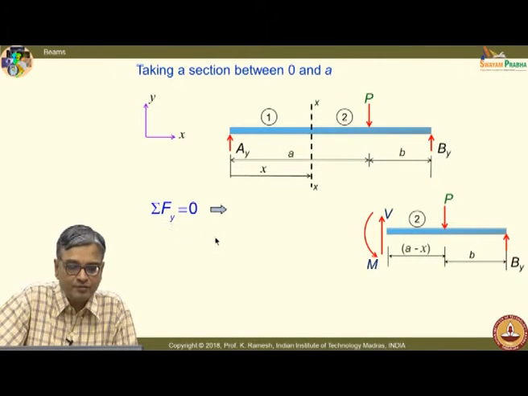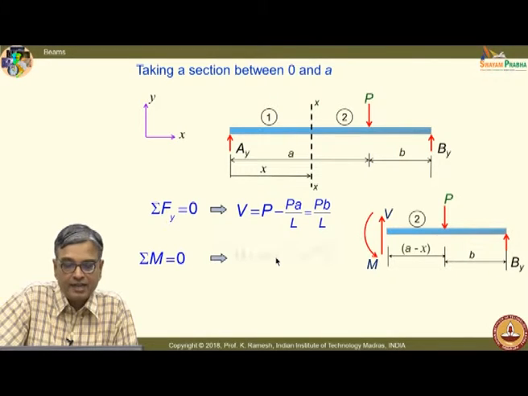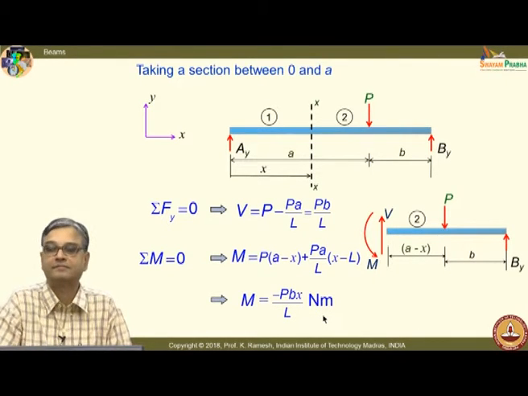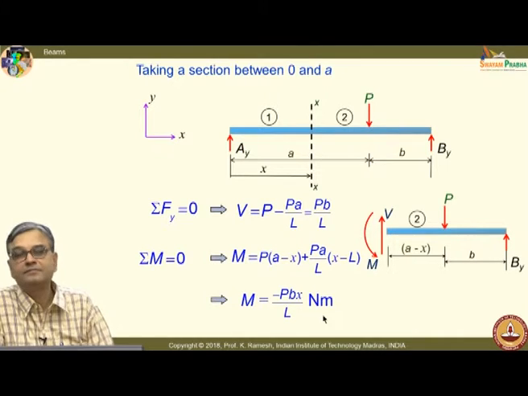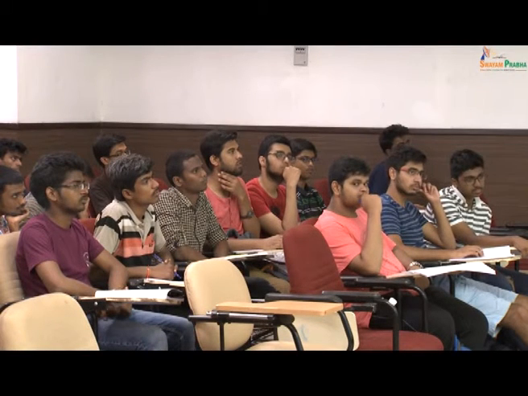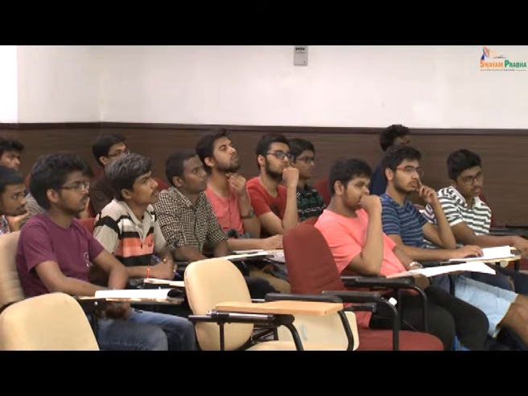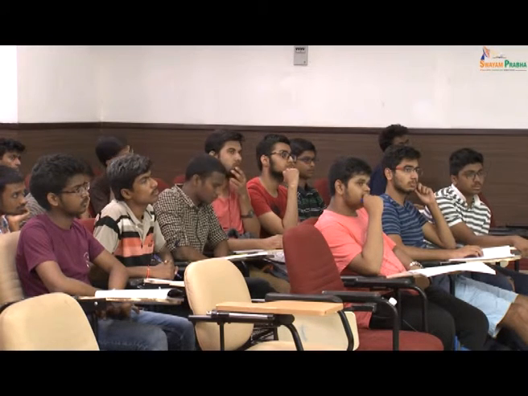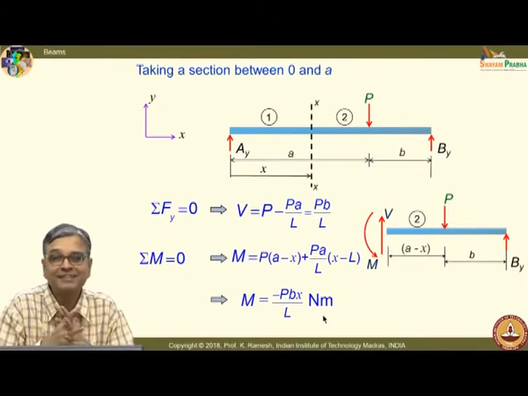Let me put sum of Fy equal to 0. I get V equal to Pb by L. I have sum of M equal to 0. When I do the simplification, I get this as minus Pbx divided by L. Individual free body diagrams are systematically analyzed, absolutely no problem. Have we missed anything?